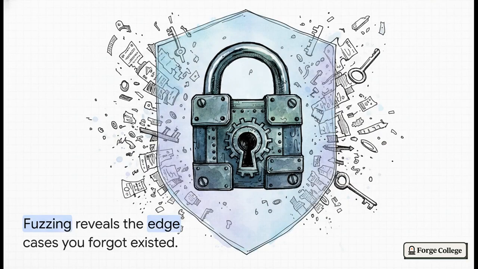I want to highlight step 4 real quick because it's an absolute game changer. Fuzzing reveals the edge cases you forgot existed. Fuzzing is essentially throwing random, chaotic, massive amounts of junk data at your new lock. It ensures that your mitigation holds up against completely unknown, bizarre bypass attempts that you, as a rational human being, wouldn't even think to write a unit test for.